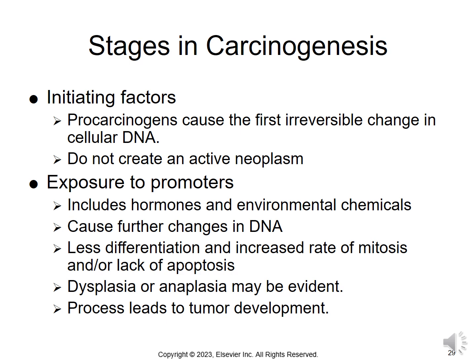There are a few stages involved in carcinogenesis. The initiating factors, or the procarcinogens, will cause the first irreversible changes in the cell's DNA. Genetic changes or exposure to environmental risk factors may cause the first mutation. The initial change does not create an active neoplasm. Then we have exposure to promoters later that cause further damage in the DNA and changes. This results in less differentiation and an increased rate of mitosis. Dysplasia or anaplasia may be evident at this time. This process can lead to development of the tumor.